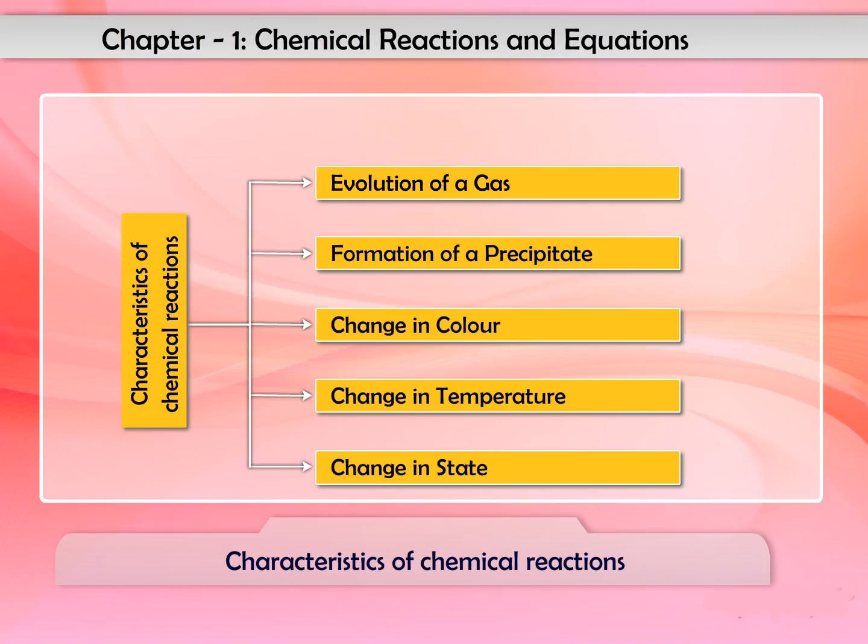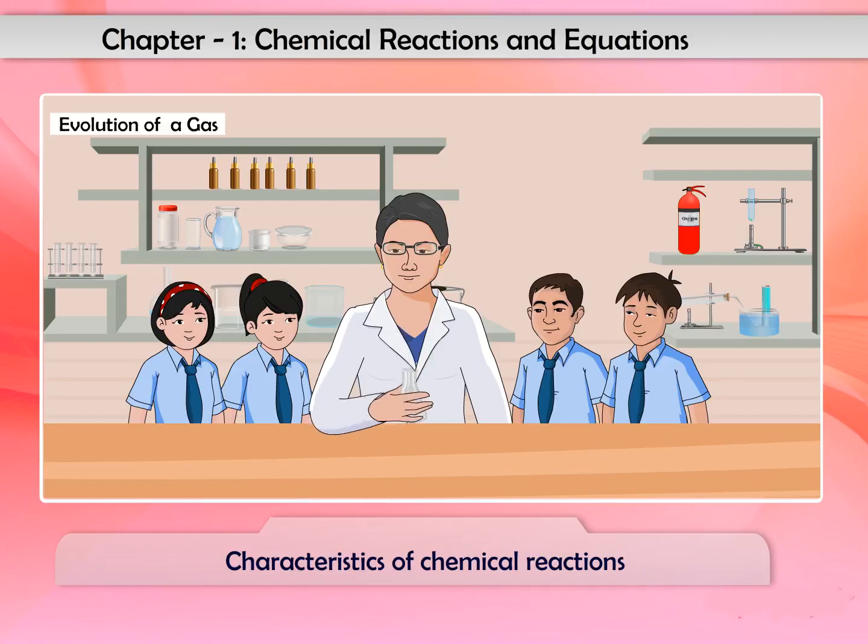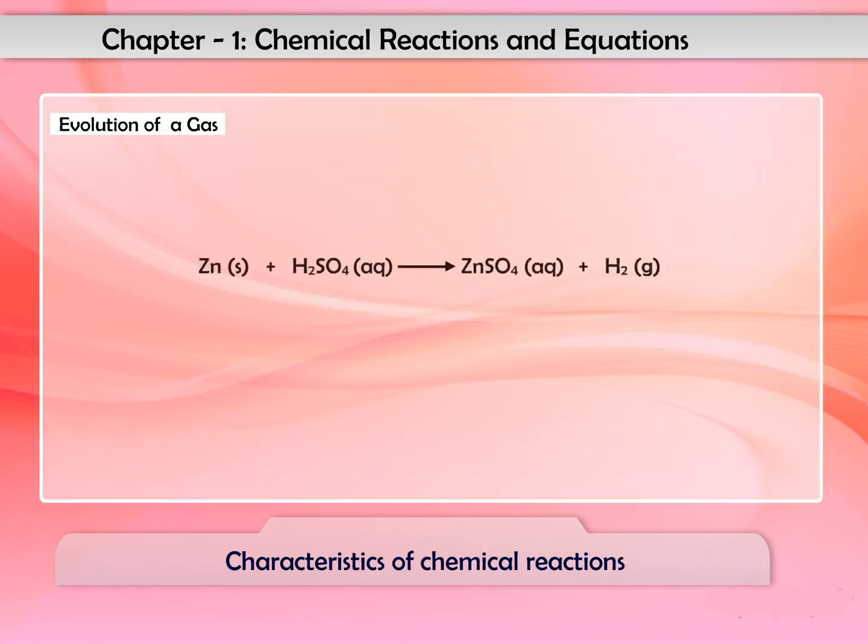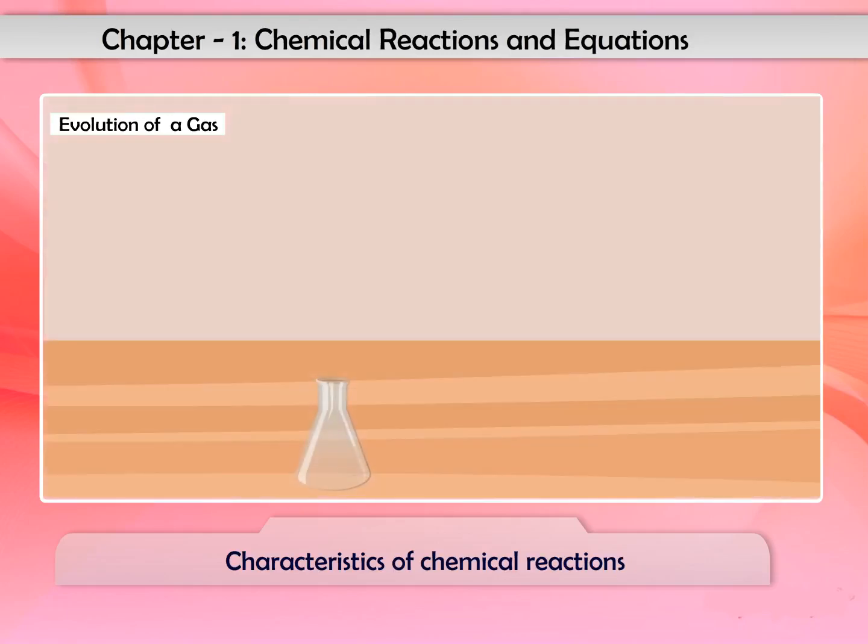Evolution of a gas. We can characterize some chemical reactions by the evolution of a gas. Let us understand this with the help of a few examples. 1. When zinc granules react with dilute sulfuric acid, bubbles of hydrogen gas are produced.